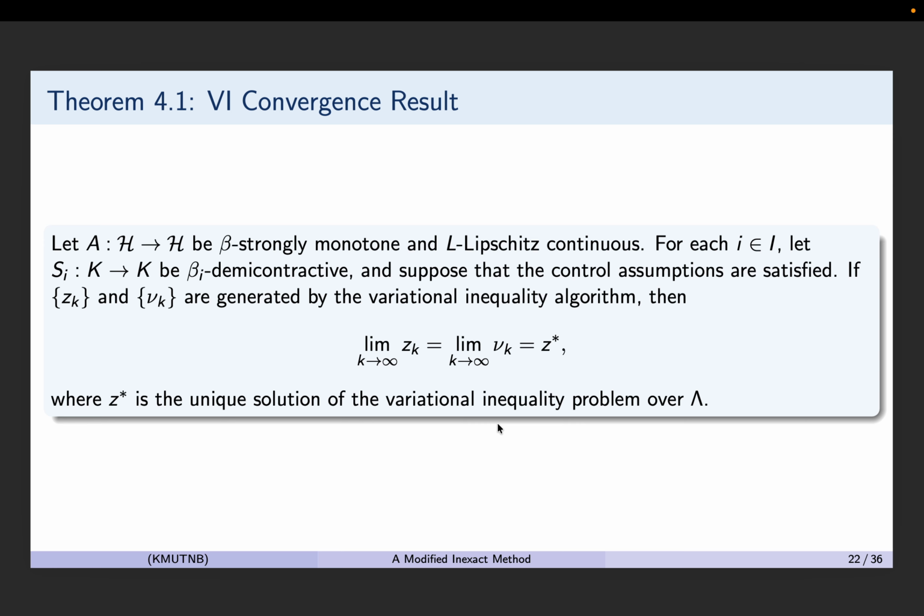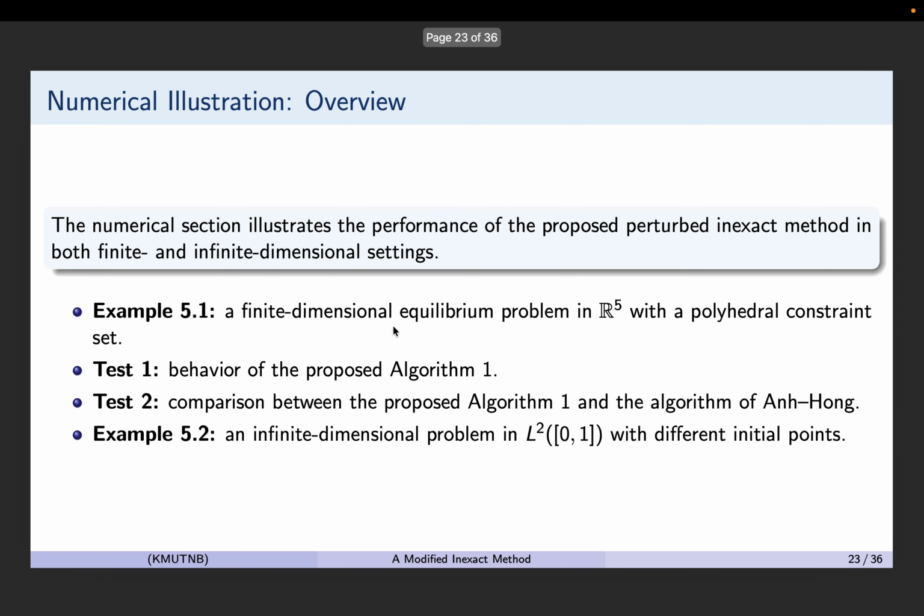Since we are able to show that the derived algorithm is convergent, we have, if we assume the underlying operator A to be β strongly monotone and L-Lipschitz continuous, and we assume each S_i to be a β_i demicontractive mapping, and suppose the control assumptions are satisfied, then the sequences generated by the proposed algorithm, v_k and z_k, have the same limit, and they also converge to z star, which is the unique solution of the variational inequality problem.